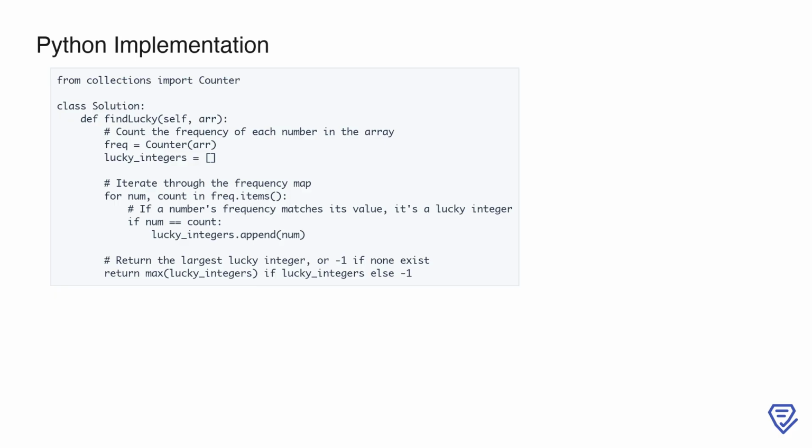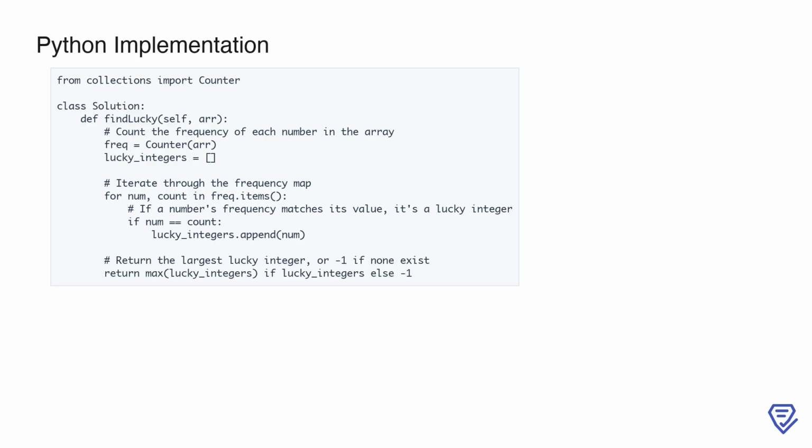This Python implementation solves LeetCode problem number 1394, find lucky integer in an array, by identifying the largest lucky integer in the input array. A lucky integer is defined as a number whose frequency in the array equals its value.